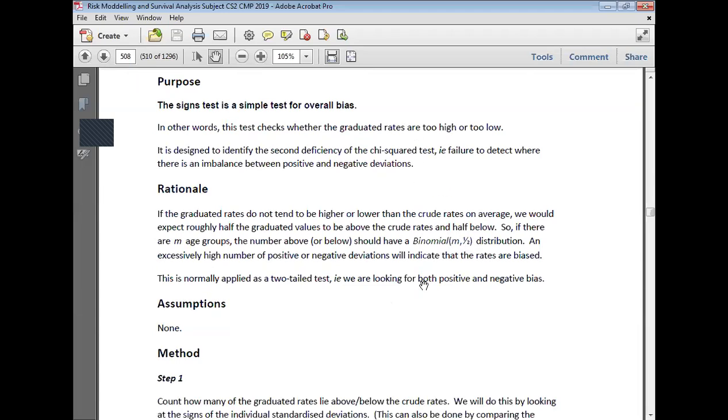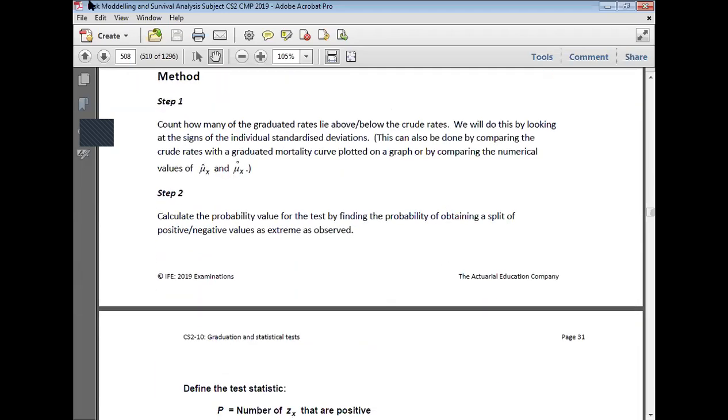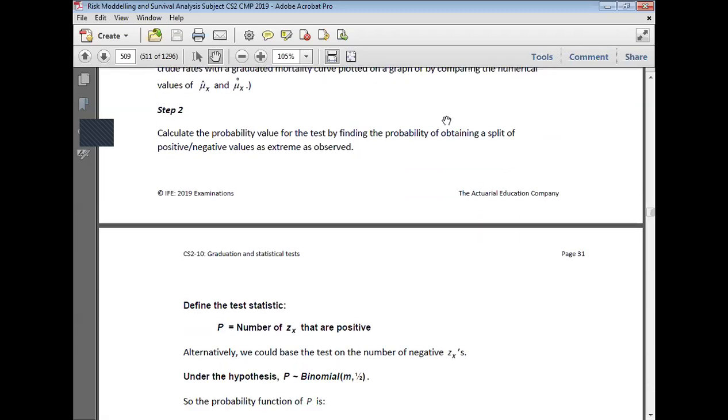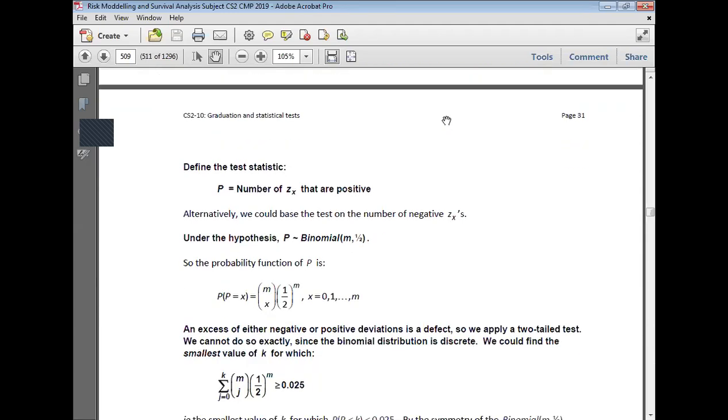So let us try to see how we do this particular test. Step 1 is just to count how many graduated rates lie above and below the crude rates. So this is basically just trying to calculate how many z_x we have as positive and how many of them we have as negative. And then what you will have to do is figure out the probabilities for each of these things.